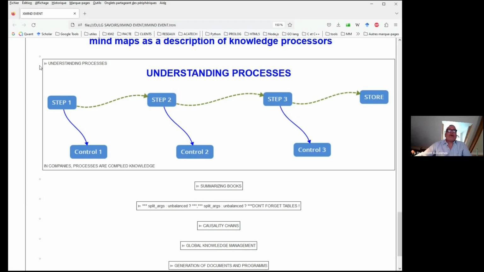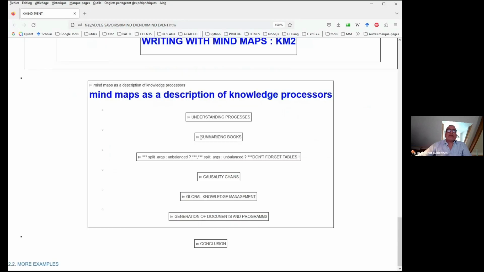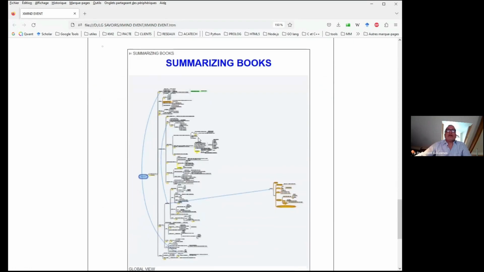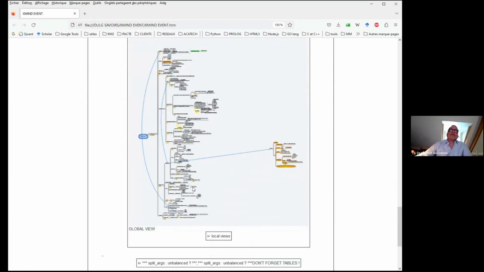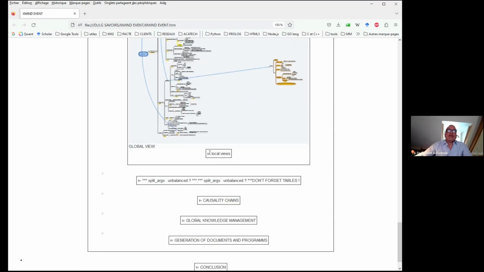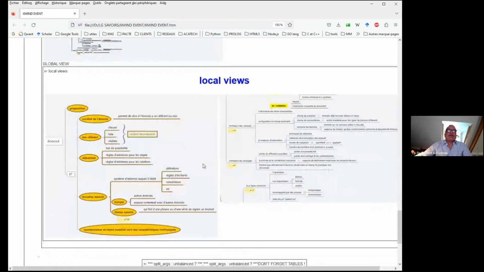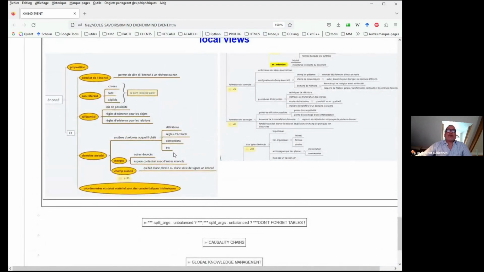Second example of a use is summarizing books. This is a book which I read. It's a 300 or 400 pages book. It's very long. So this is the structure of the book with some notes that I took and which are structured here. And this is the theory which is inside this book. It's quite small here, but if you zoom, you can see it here. See, for example, this is the conclusion, the theory, which is structured.